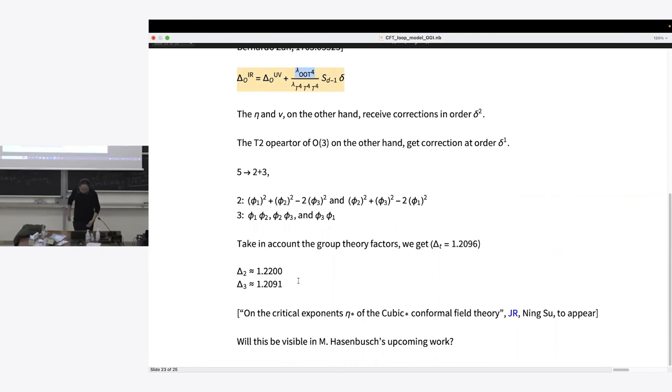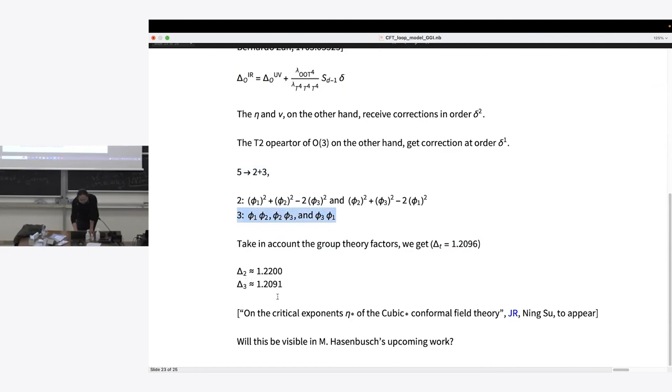And so we did the calculation, and you can see it's still fairly small. The delta T of O3 is given by 1.21. And the T representation branches under the cubic group into two representations, so these two of them would receive different corrections in their anomalous dimensions. And this is the order parameter I showed you a little bit earlier.